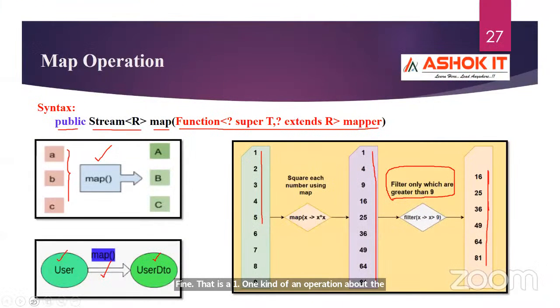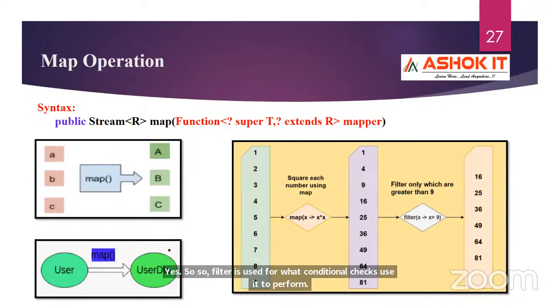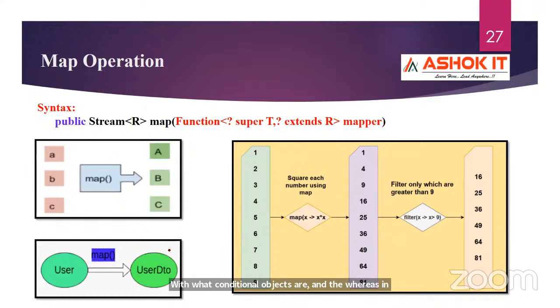So filter is used for what? Conditional checks, used to perform conditional operations. And map is used for what? Just for transforming the data from one type to another type. That's all. Hope you are clear.